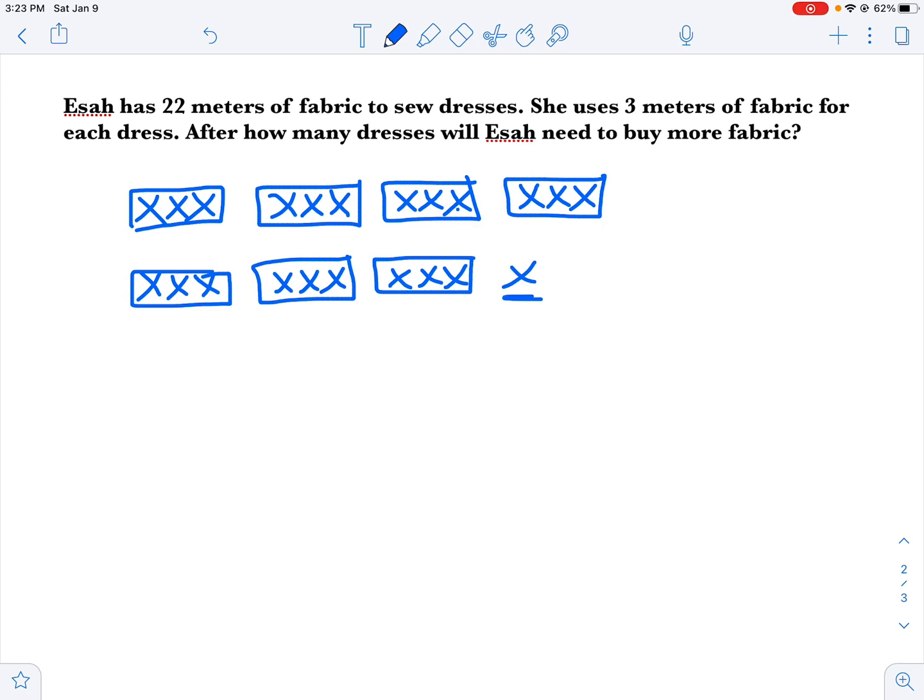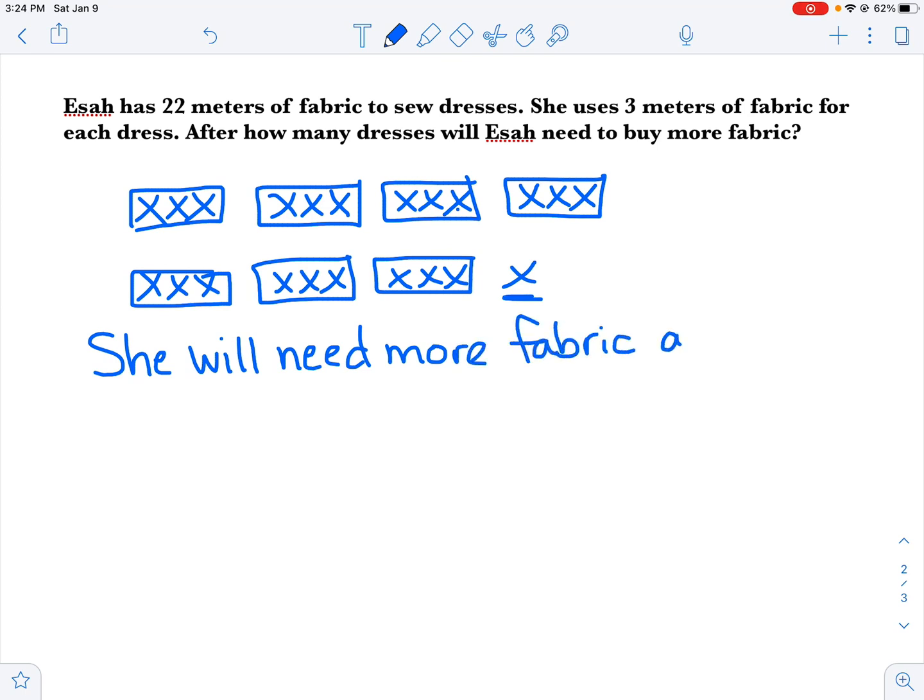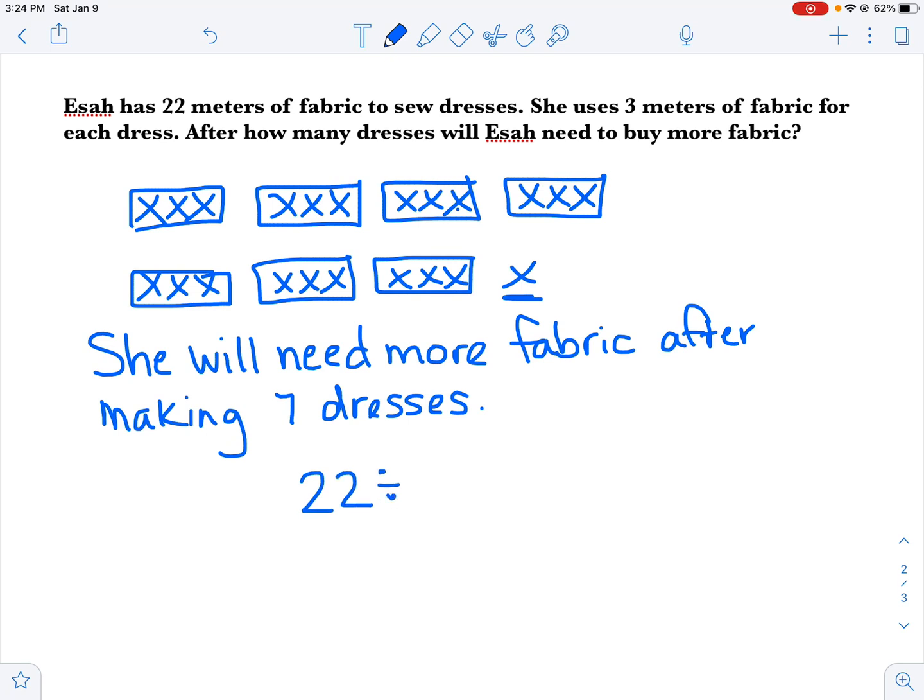Well, how many dresses could she make? 1, 2, 3, 4, 5, 6, 7. She will need more fabric after making 7 dresses, right? And again, to show that with an equation, we've got 22 divided by 3 equals 7, because we also know 3 times 7 is 21. So our quotient is going to be 7 with a remainder of 1. We had 1 left over.